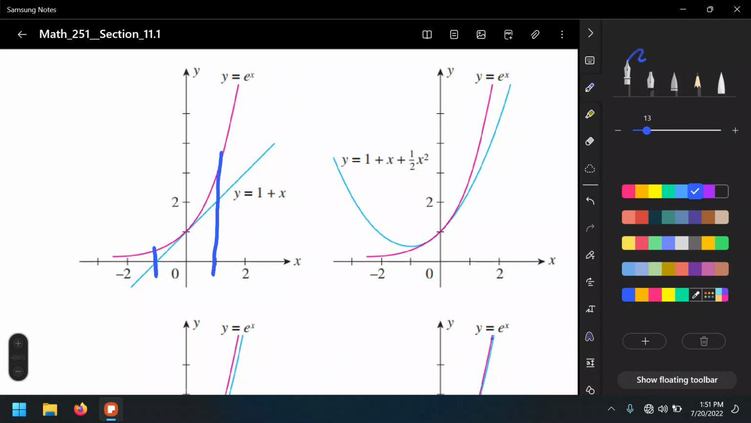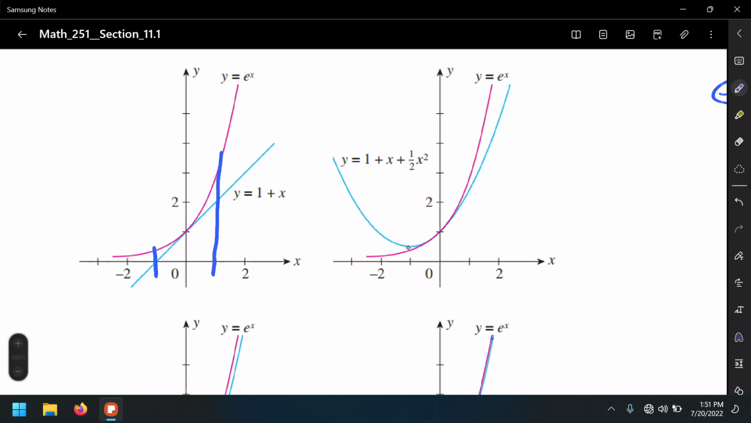So we wouldn't be able to use this linear approximation to, for example, approximate e to the first power, because look at the difference between the actual value and the approximated value, right? Now, let's look at the same for the quadratic approximation. So we want to study the approximations between -1 and 1.